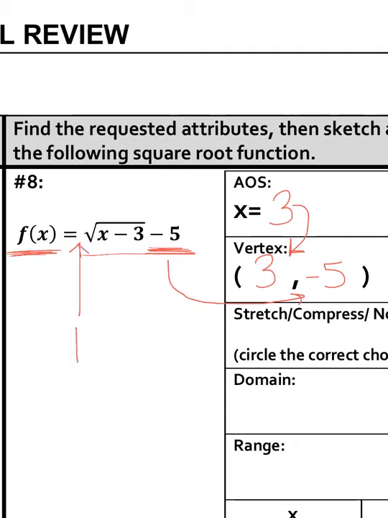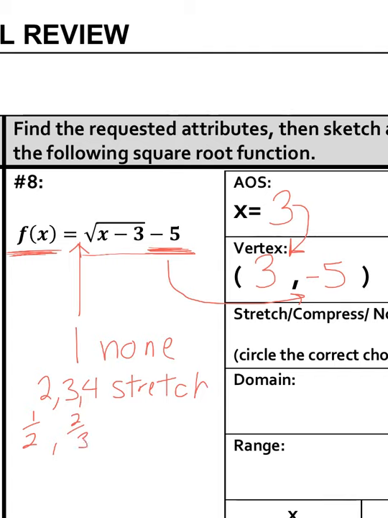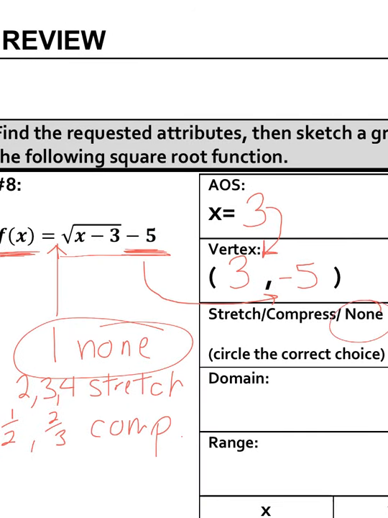If it is a 1, that means it is none. Nothing happens because multiplying by one literally does nothing. If you have a number that is bigger than 1, like a 2 or a 3 or a 4 or anything like that, you end up stretching. And if you have something small like a fraction, like a half or 2/3, where the numerator is smaller than the denominator, that makes our graph smaller or shorter, so that would be a compression. You may have figured out then that since that's an invisible 1 in front of our square root, it should be none. So we're going to circle none right there.